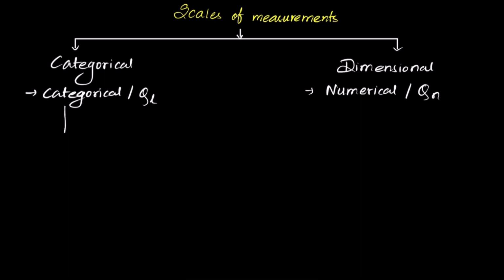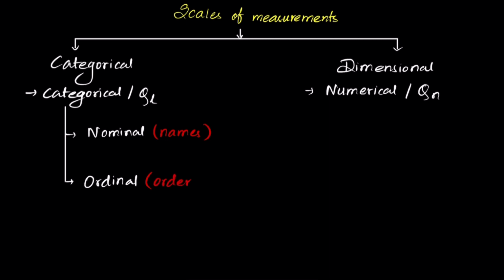Okay. Under categorical scale, there are two types of scale: nominal scale and ordinal scale. Since both nominal scale and ordinal scale fall under categorical scale, both of them use qualitative data. However, the difference is that nominal scale uses names as qualitative variable, but ordinal scale uses qualitative variable in an order.